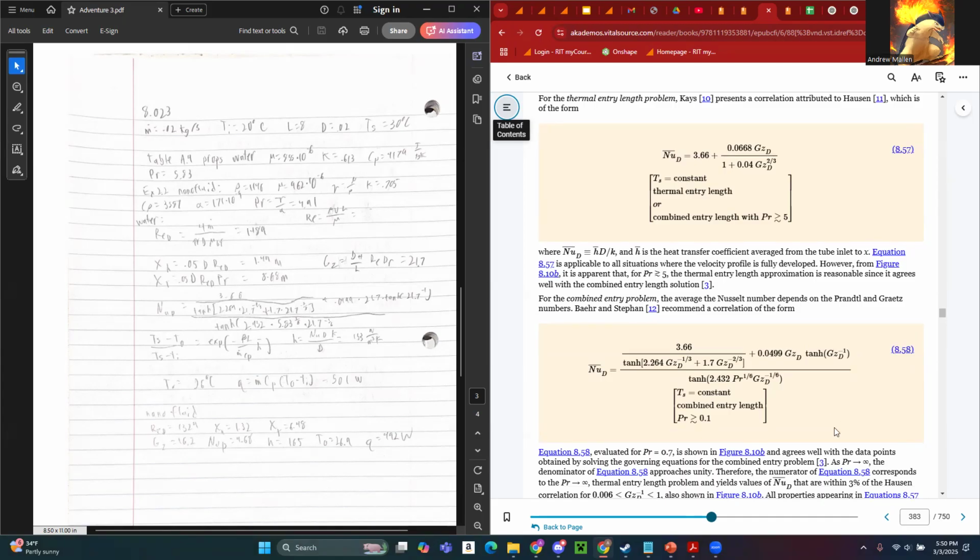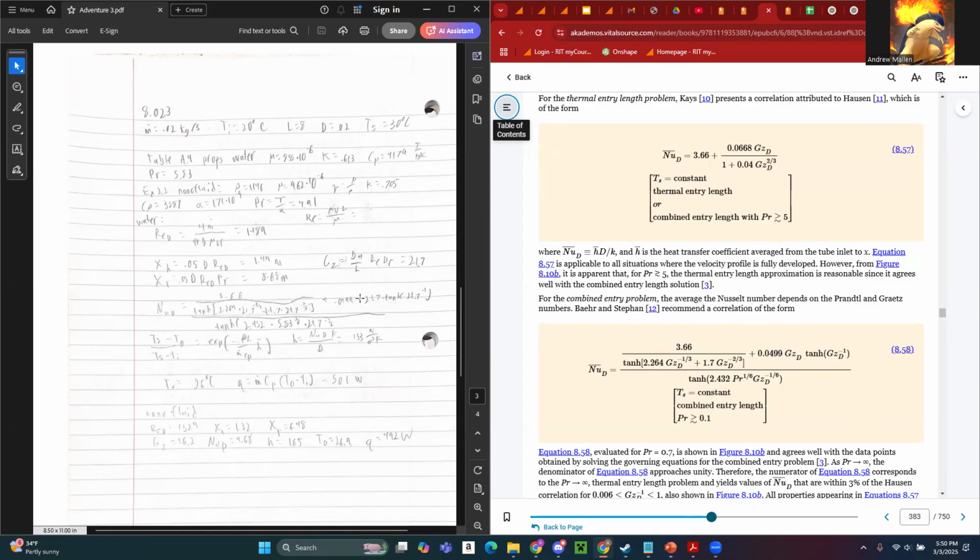I am very sorry. I wake up at night and dread having to think about using hyperbolic trigonometry. But unfortunately, this is the equation that we got to use. In order to follow through with this, we need the Graetz number, which is equal to the diameter of the tube over the length of the tube times the Reynolds number times the Prandtl number, which is equal to 21.7 in the case of the water.